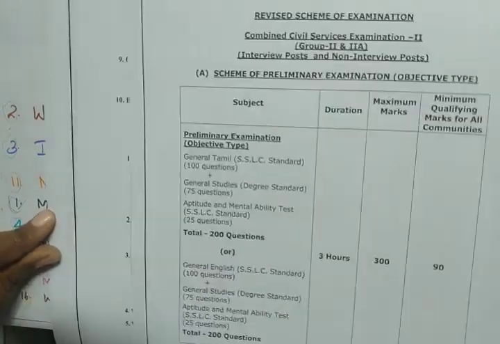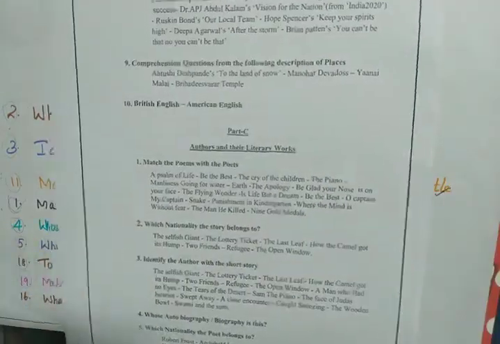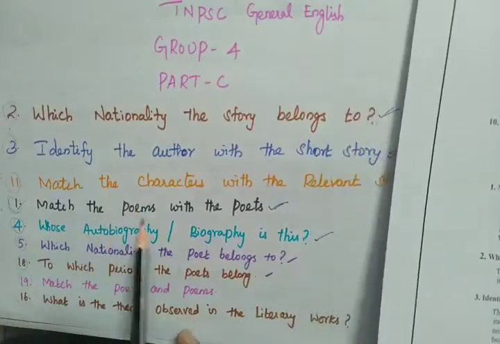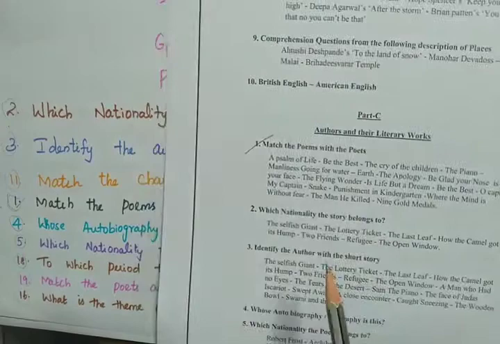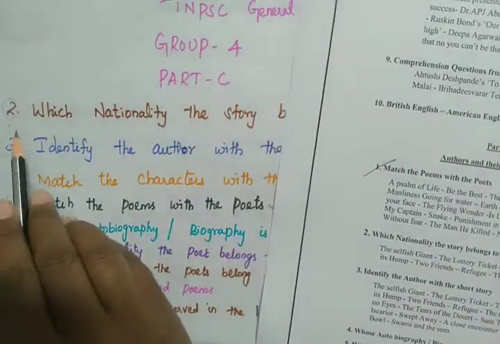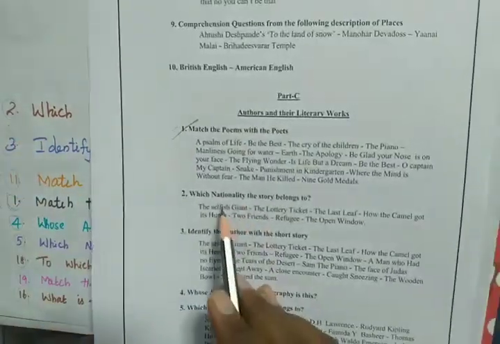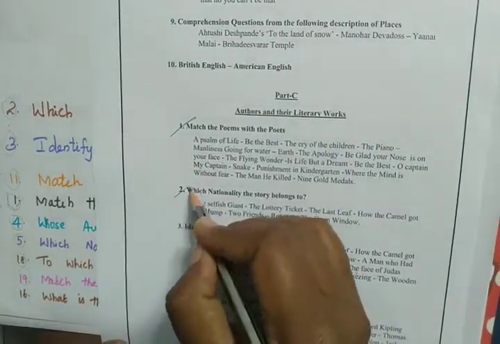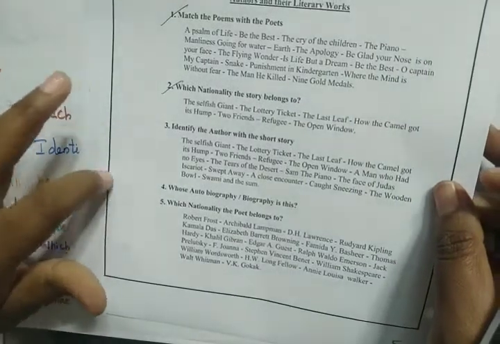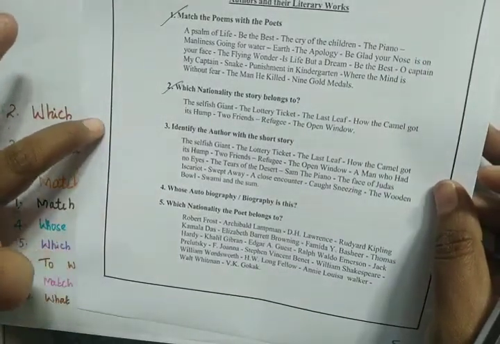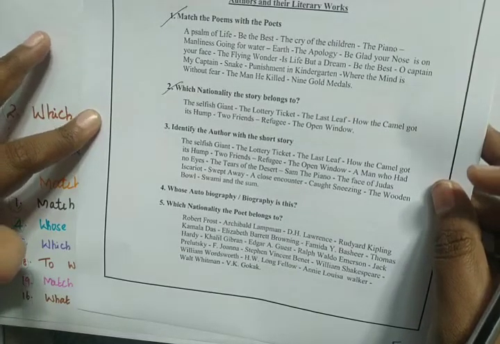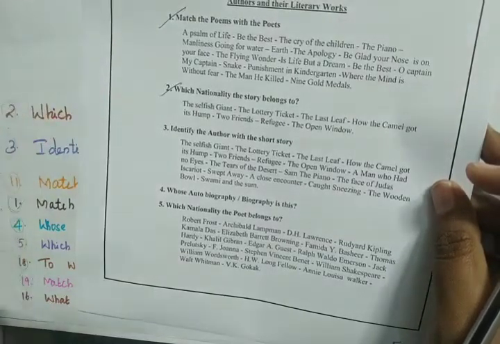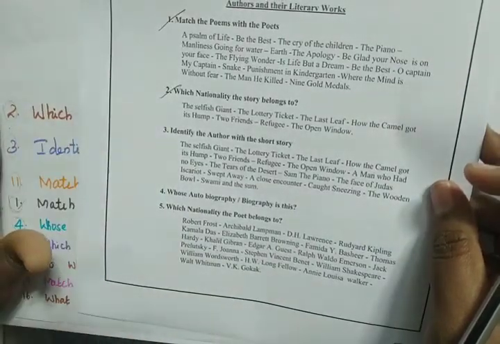In previous videos, we have seen match the poem with the poets. We have completed this, and we have completed which nationality the story belongs to. This is your new syllabus, applicable for Group 2 and 2A. This is not for Group 4. Do remember, because in the previous videos I uploaded it as Group 4, but it is the same syllabus, so you can refer to this for Group 2 and 2A.